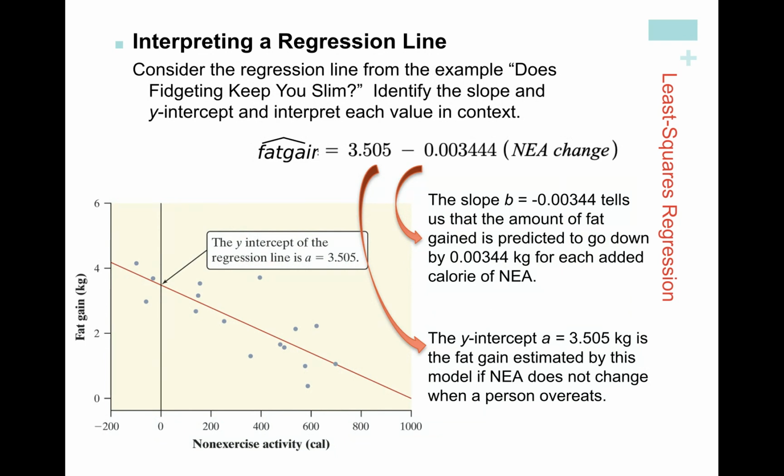Okay, so let's go back to the LSRL for regressing fat gain on non-exercise activity. Here is the actual equation. Notice that they use the actual contextualized words for your y and for your x. So how do you read this? You read this as predicted fat gain, not fat gain, but predicted fat gain is equal to 3.505 minus 0.003444 times NEA change. Notice again they use the actual contextualized explanatory variable there.